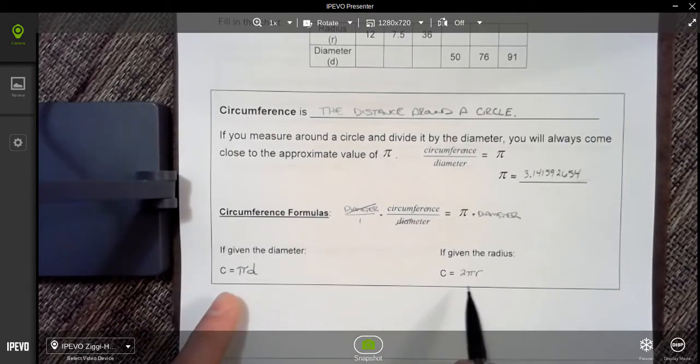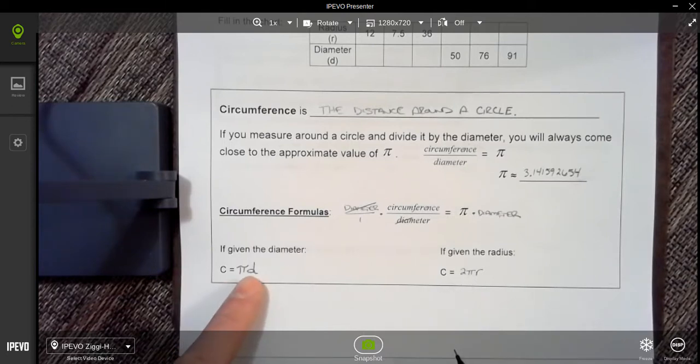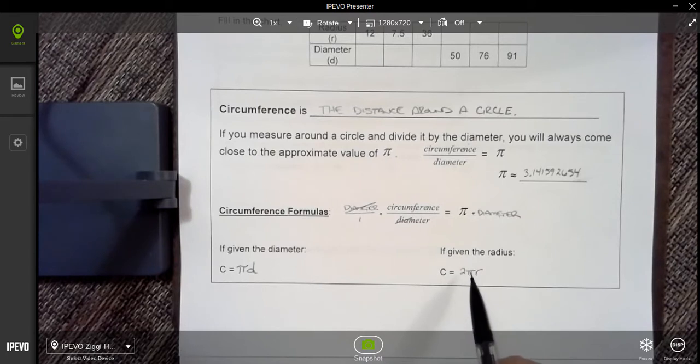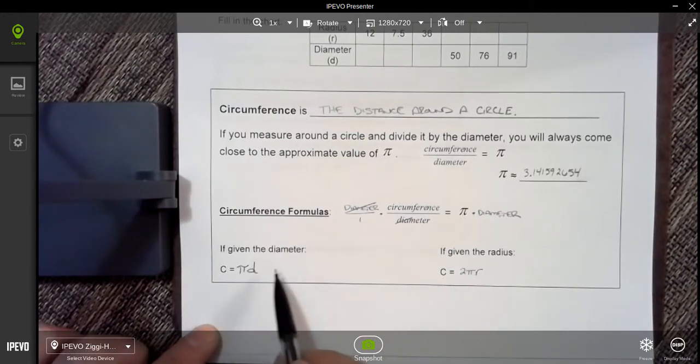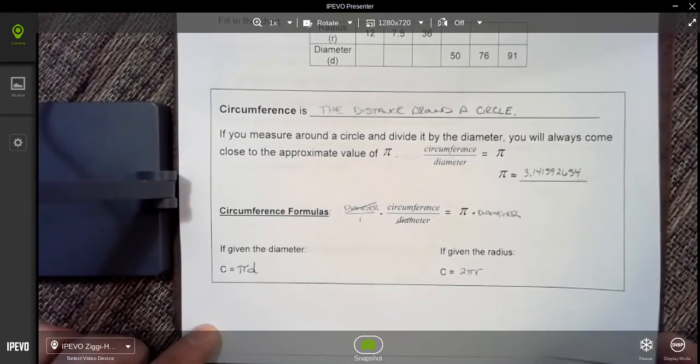Notice both formulas have pi in it. This formula with diameter uses d. The formula with radius uses 2 times r because twice the radius is equal to the diameter. Okay, and so these are the two important formulas that we're going to need to know whenever we're trying to calculate circumference.